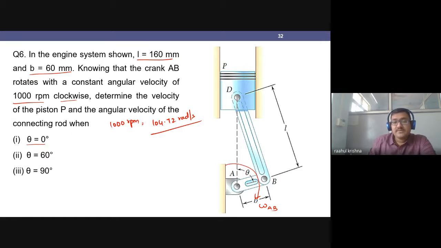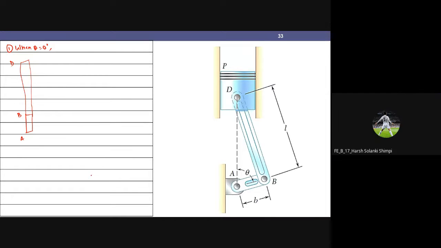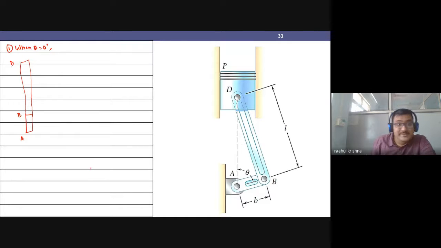When theta is equal to 0 degrees, this will be my link A, then this will be my link B, and from here it will be my link BD. When theta is 0 degrees, it will be like this. Then the next case, when theta is 60 degrees, will be similar to this. The next case is when theta is 90 degrees. When theta is equal to 90 degrees, what happens?